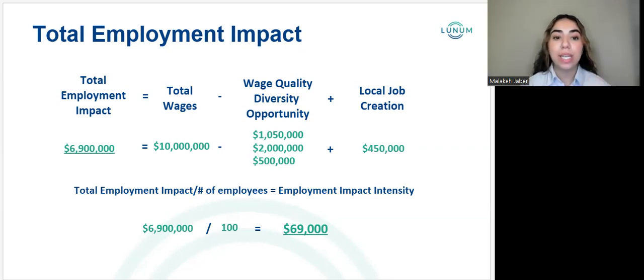You then reach $69,000. That, again, is representative of a per capita figure, or we could think of it as $69,000 per employee in terms of employment impact intensity. Now that we have that figure, we can compare across the industry, across competitors, and we have a figure that is more contextual in terms of scalability and how we can apply it and track and measure change within the firm, within the industry. Thank you.